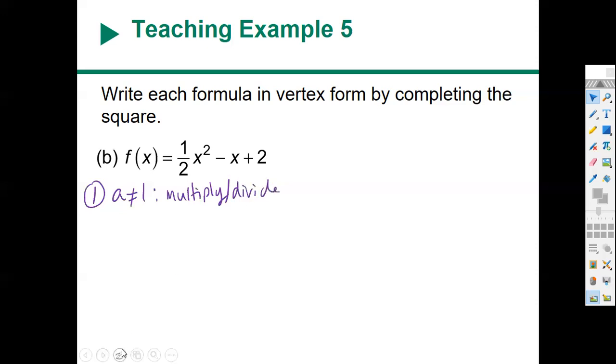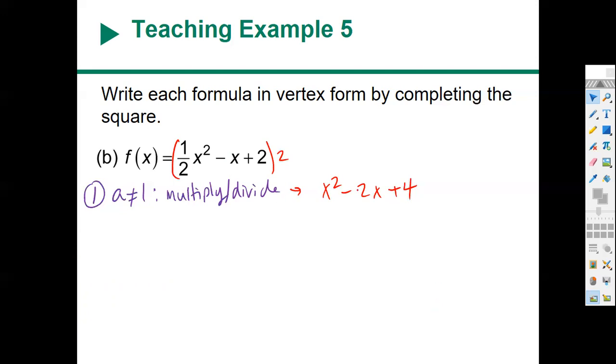Okay. In the case of this problem, it is multiplied by half. So in order to get rid of it, we're going to multiply by 2, right? The reciprocal of a half. So we're going to multiply everything times 2. So when we multiply everything times 2, we're now going to be working with x squared minus 2x plus 4.